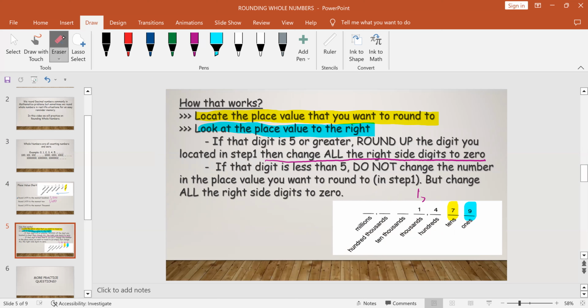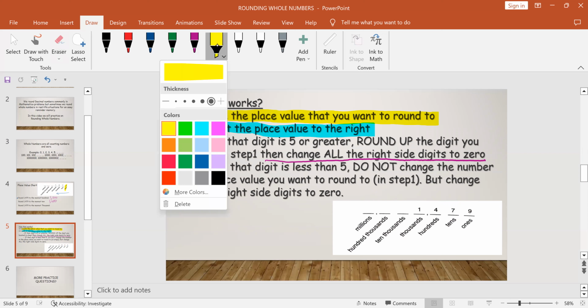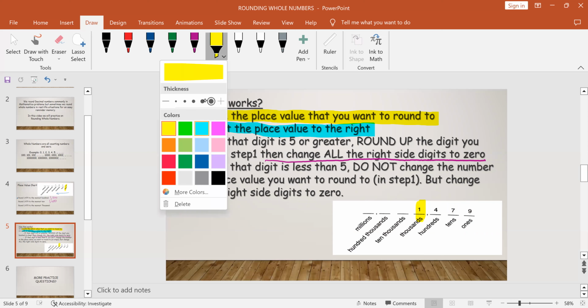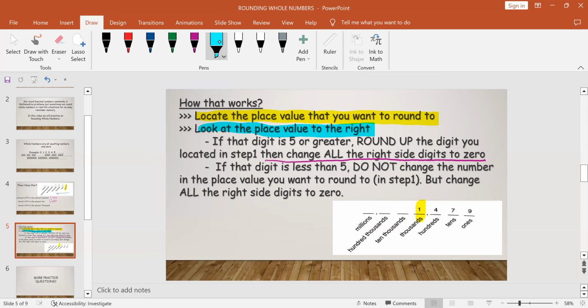Let's clear this. Okay, so this time, because they say nearest 1,000, my color, the yellow color, goes into 1, which represents the 1,000. So we locate that. Now we look at the place value. The blue color we're going to use for 4.